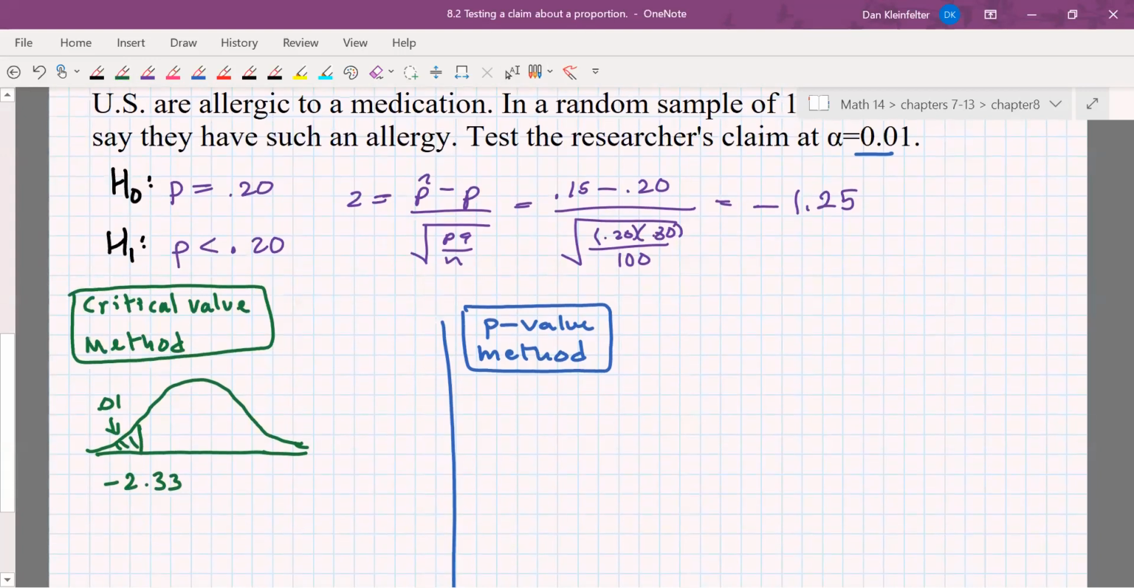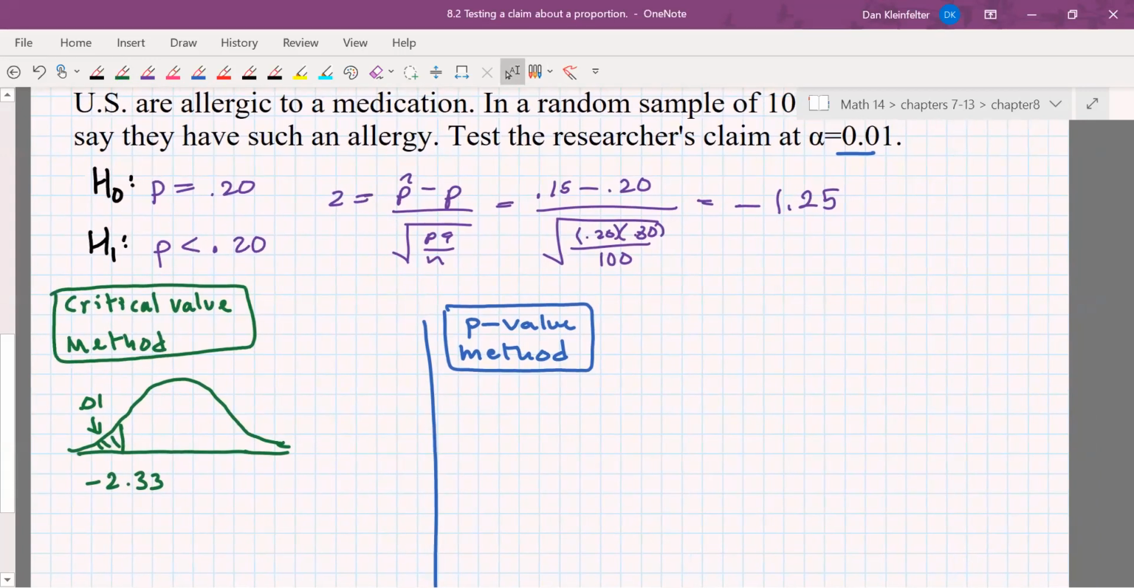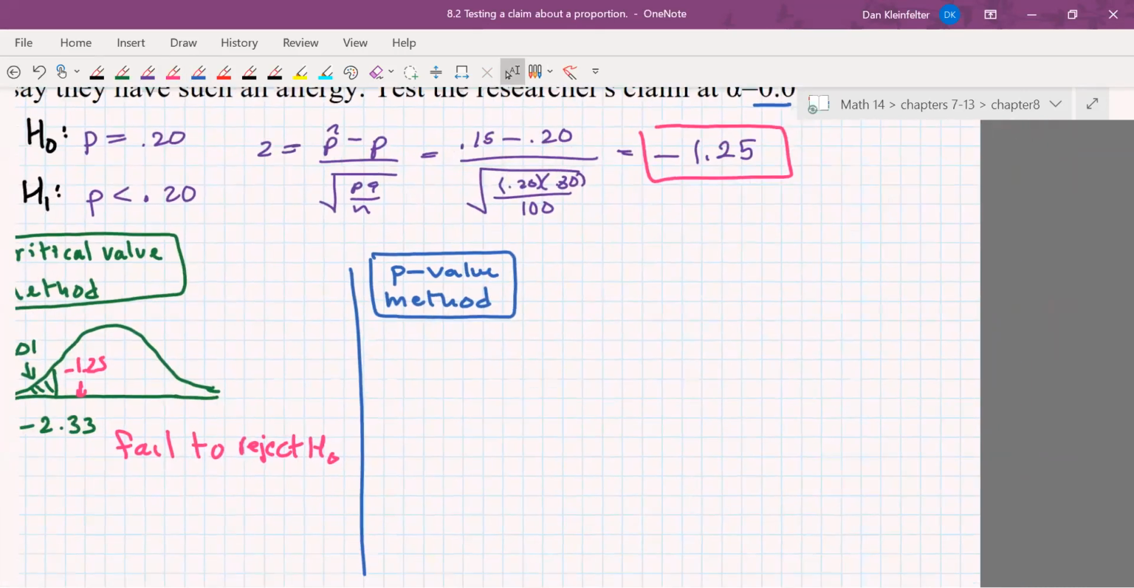Okay. All right, so then we're going to compare our test statistic, which was this negative 1.25, against the critical value. Remember, our distribution is centered at 0. So negative 1.25 is not going to end up in that rejection region. So we'll fail to reject our H0. Okay, so that's how it looks using the critical value method.